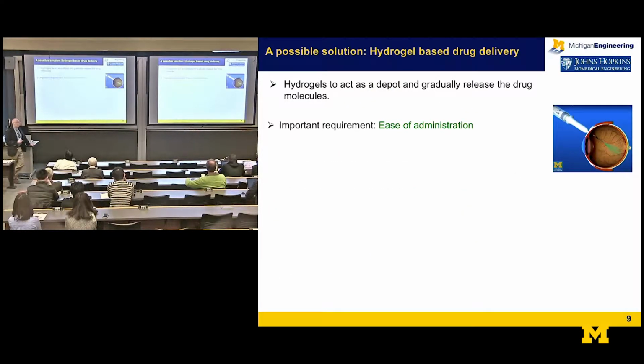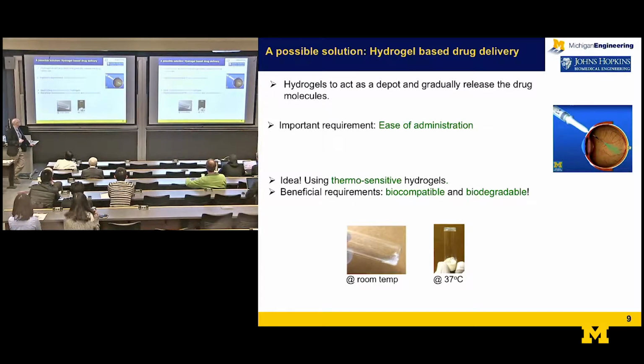We also wanted this to be injectable in liquid form, but form a gel-like form inside the eye to be a reservoir for drug release. So to do this, the design here was to develop a material that would be liquid at room temperature but would turn into a gel at body temperature.